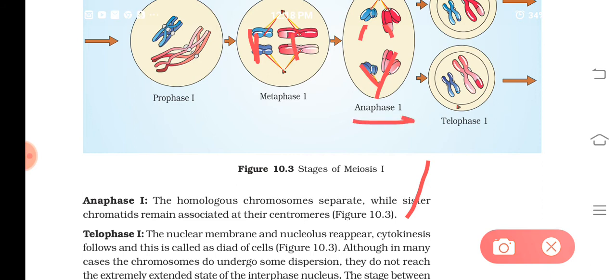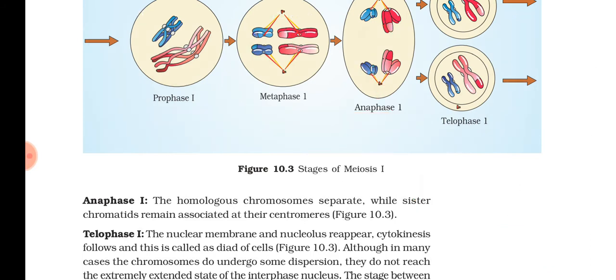In metaphase what you can see is only the arrangement of chromosomes in the center. So here how is it? As pairs they will get arranged. But in metaphase of mitosis, how is it? All the 46 chromosomes get arranged in a line. But here they are arranged as pairs. Understood?